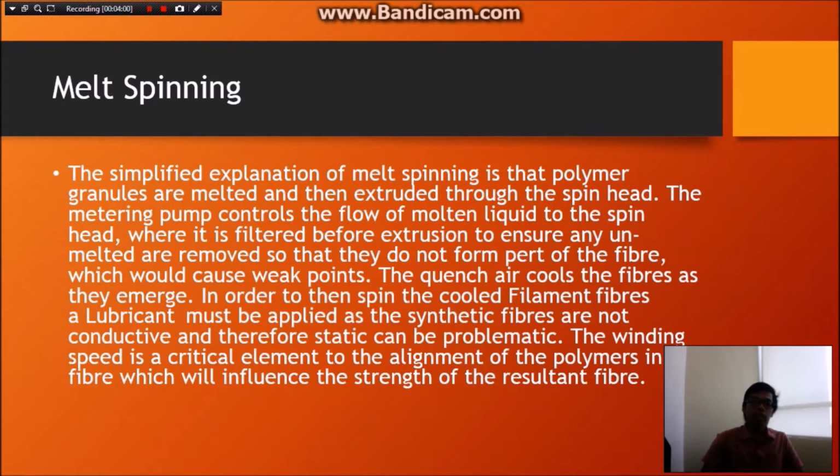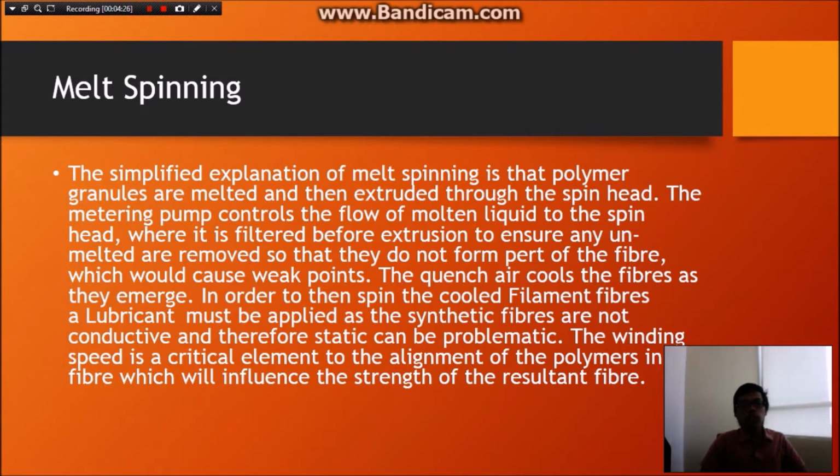Okay, for melt spinning. The simplified explanation of melt spinning is that the polymer granules are melted and then extruded through the spin head. The metering pump controls the flow of the molten liquid to the spin head, where it is filtered before the extrusion to ensure any unmelted material is removed so that it does not form part of the fiber, which would cause weak points.